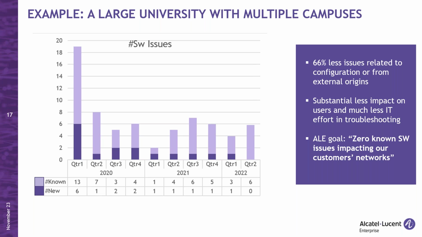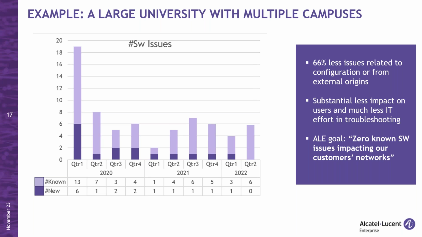So when using a tool like the Network Advisor, preventive maintenance can be taken because near 66% of the known issues can be avoided. Network Advisor will be there to advise you that something is known and you can correct it before the problem occurs. So these are the consequences: a substantially lower impact on users and much less IT effort in troubleshooting. So you have more time for other tasks.